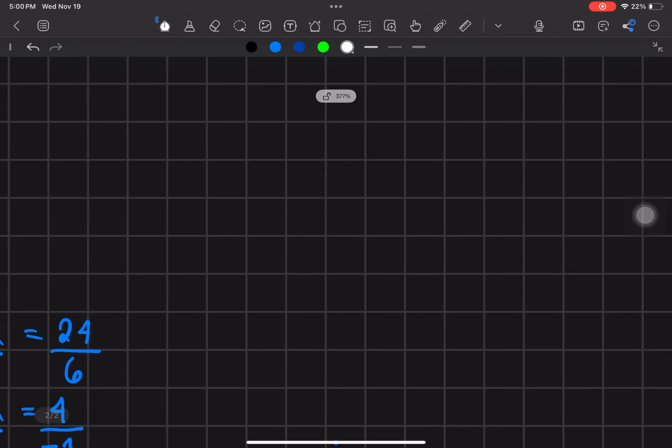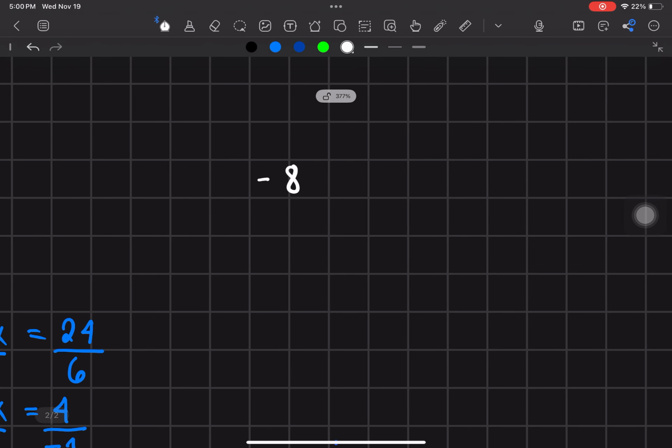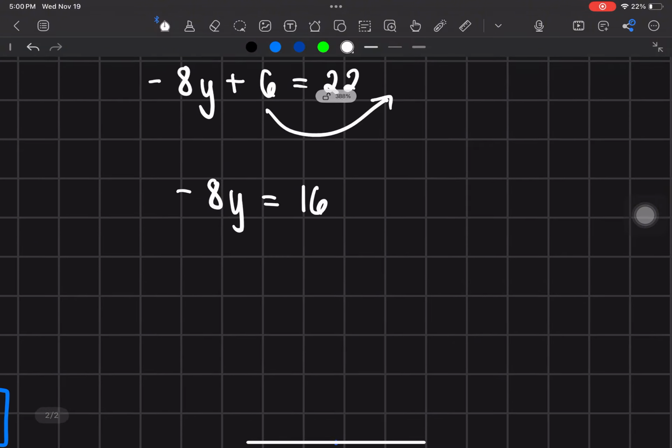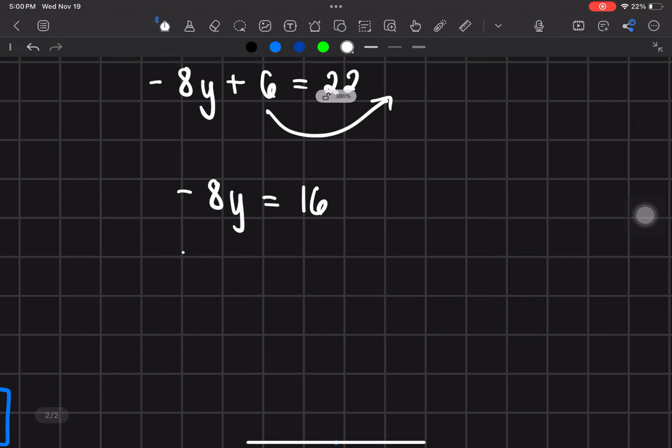So let's try one more example here. -8y plus 6 is equal to 22. So we can subtract 6 from both sides or simply transpose 6 to the other side. So we're left with -8y is equal to 22 minus 6, which is 16. So now, to isolate y, we can divide both sides by -8.